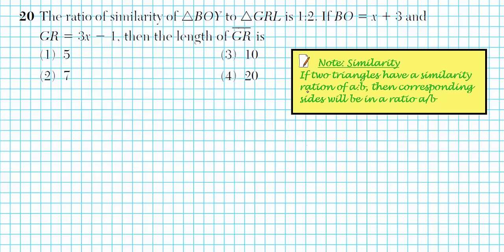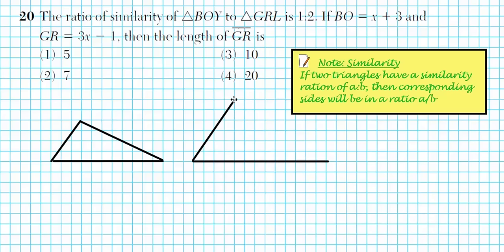So to help us get a visual, I'm just going to create two random triangles. Try to make them as similar as possible. This is not perfect. Okay, so this is the smaller triangle, and then the other one should be like double the size because the ratio is 1 to 2. This is not drawn to scale by any means.